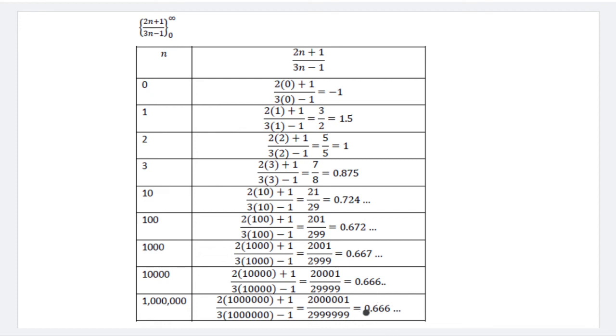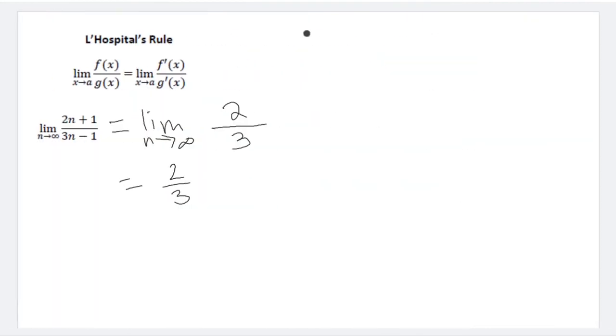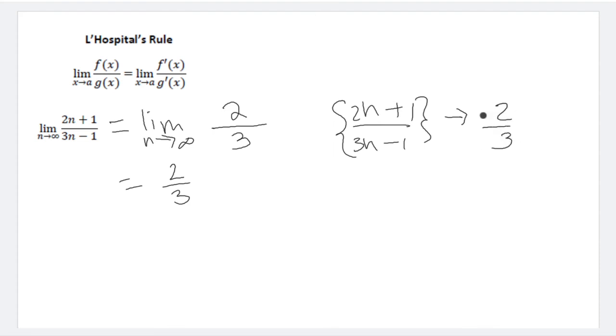Repeating, non-terminating, or 0.666..., we know that this is equal to 2/3. So we say that the sequence (2n + 1)/(3n - 1) approaches 2/3. So this is the limit of, or converges to, 2/3.